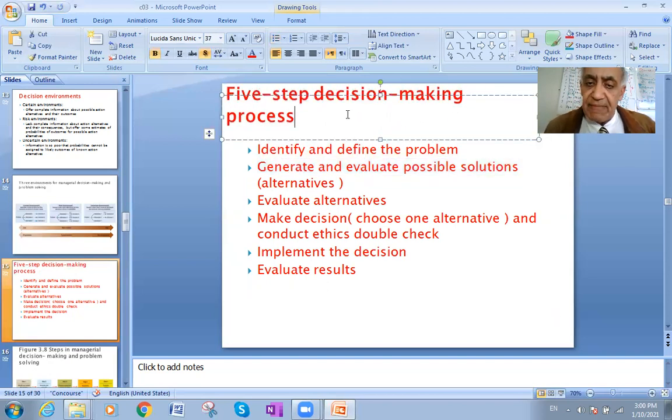What does it mean? Decision making means choosing among alternatives. You choose only one alternative out of many. Out of many, you will choose only one.